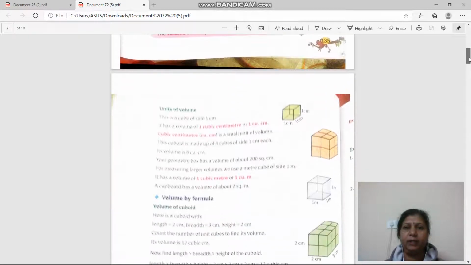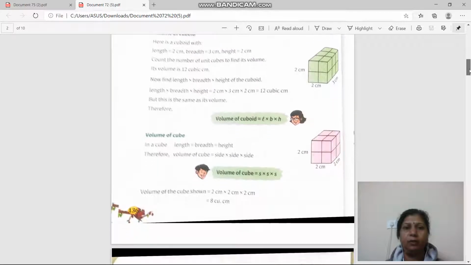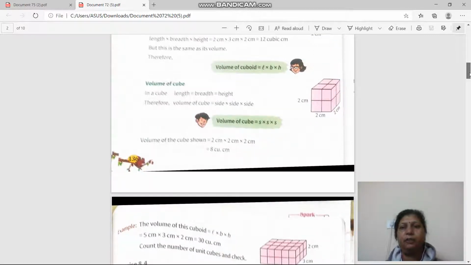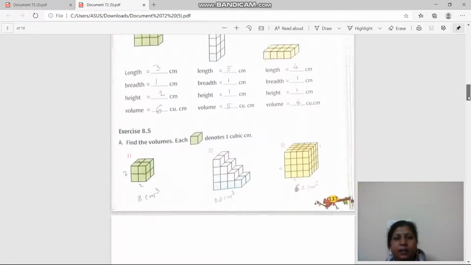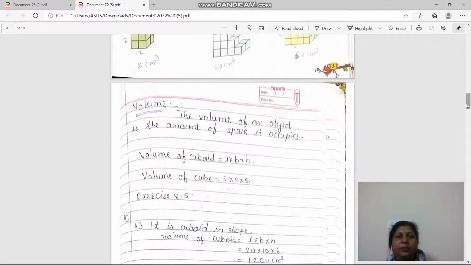So yesterday we started the revision of the topic volume. We have completed the formulas. Volume of a cuboid is equal to length into breadth into height. And volume of a cube is equal to side into side into side. Now we have to start the examples. So we have completed up to this one, right?